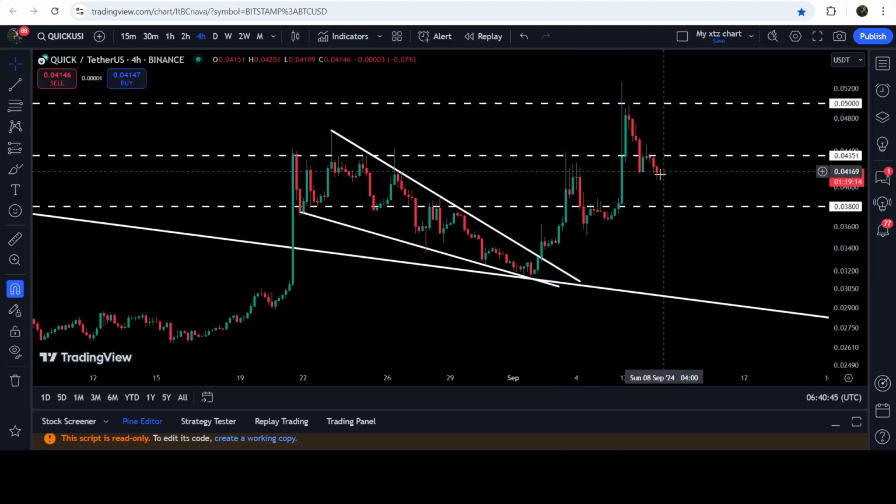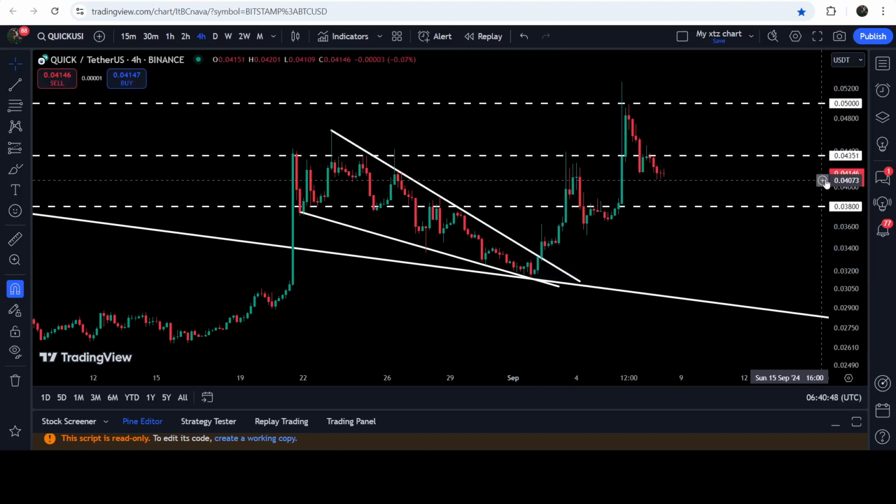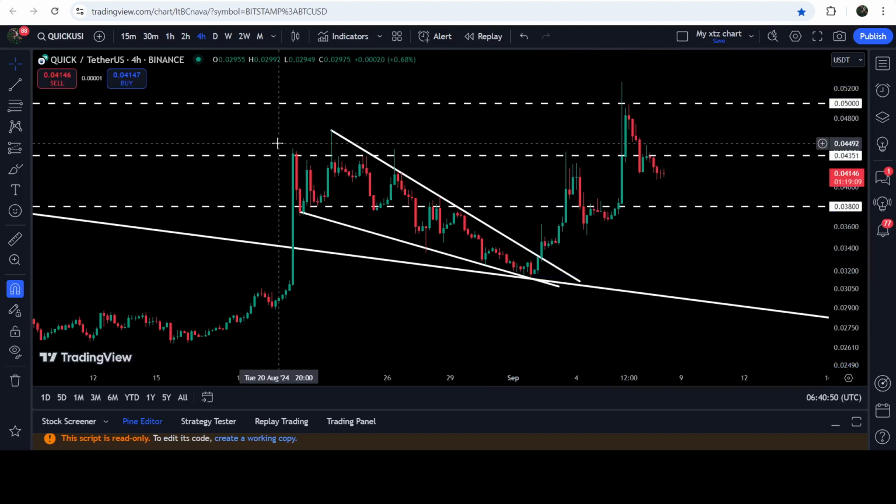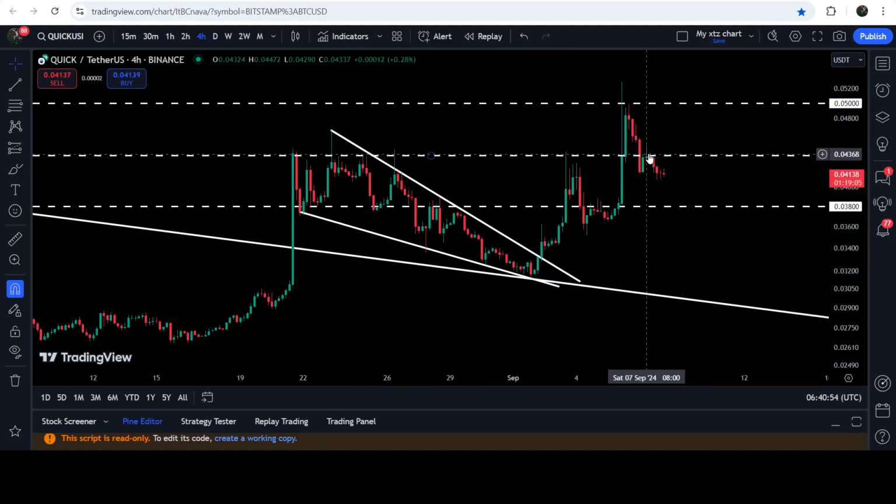And now recently the price has also broken down this support of 4.35 cents as well. That was previously working as a resistance here and resistance here. And now again, it can work as a resistance for the price line.